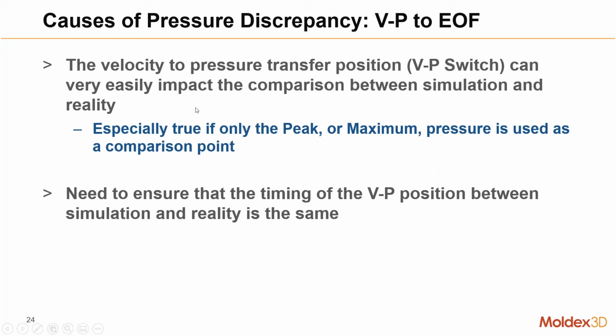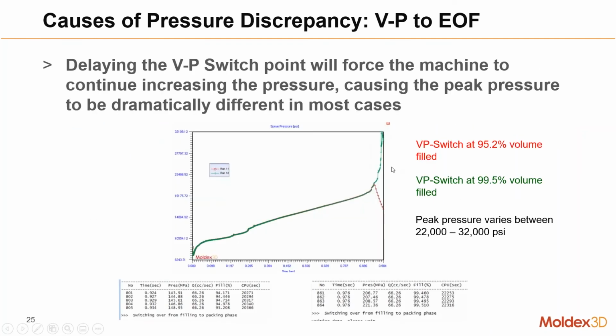All right, this VP transfer position or this VP switch point is very important to match between simulation and reality. If I'm looking at a sprue pressure curve and I'm looking at an x-axis of time, I want to make sure that my VP switch point is at exactly the same time as we have in reality. If I were to overlay these two, I would want to make sure that these peak points or these maximum points are at the same time.